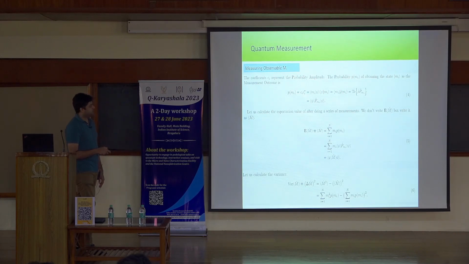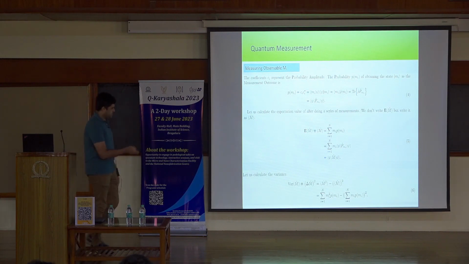Do people know what this rho is? It's just a different notation of writing the same thing. It's the density matrix. All are aware of that. Okay. So you can look at the expectation value of M. You can calculate its variance according to these probabilities.